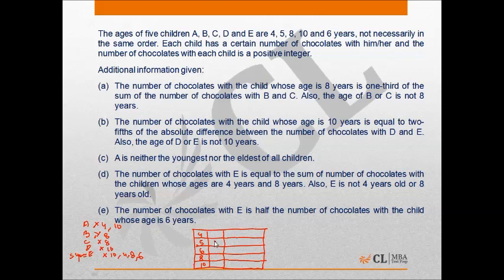We have already found that the age of E is 5 years, and the age of A cannot be 4, 10 as well as 5 years. Same goes for B, C and D. Now from here it is clear that the age of A can be either 6 years or 8 years. So consider the first case when the age of A is 6 years.